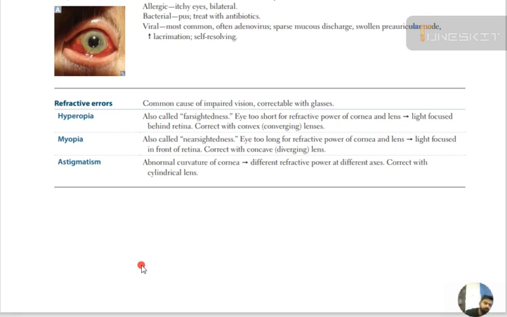Hello, we were discussing in the previous video the refractive errors, which are hyperopia, myopia, and astigmatism. Hyperopia is the condition in which we are unable to see near objects, and myopia is a condition in which we are unable to see distant objects. And astigmatism is the abnormal curvature of the cornea, and to correct it, we use cylindrical lenses.